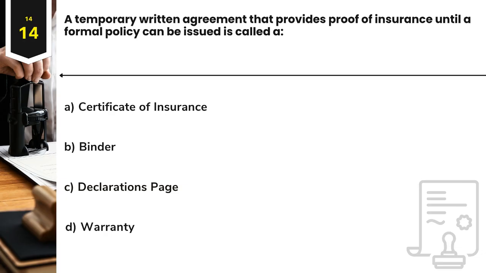Question 14. A temporary written agreement that provides proof of insurance until a formal policy can be issued is called A. Certificate of insurance. B. Binder. C. Declarations page. D. Warranty.